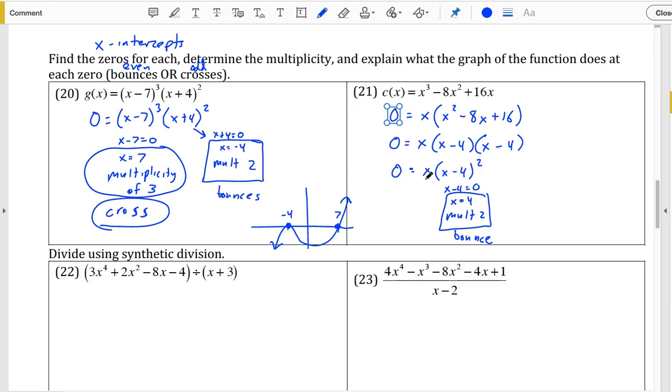And then for this one, remember, whenever there's just an x out there, it's like x plus 0 or x minus 0. So just x equals 0. And remember, when there is no exponent here, the exponent is implied to be 1. So there's a 1 there. So you can think of it as a multiplicity of 1, but we don't say that because multiplicity implies more than 1. But you can essentially think of that as odd so that it crosses there. And there we go.